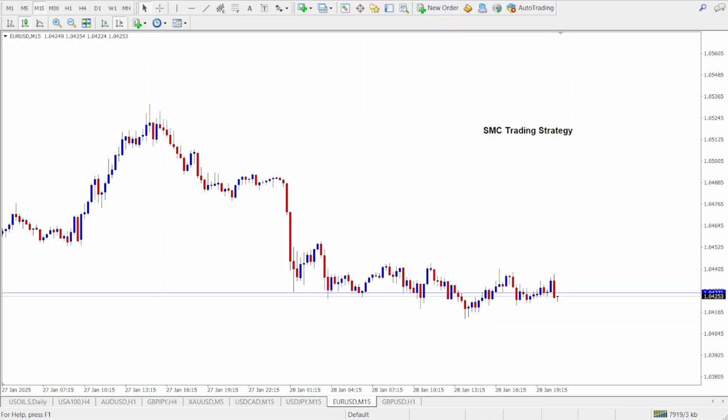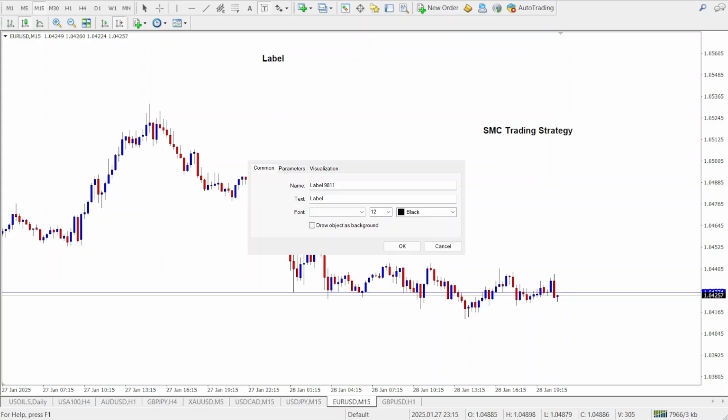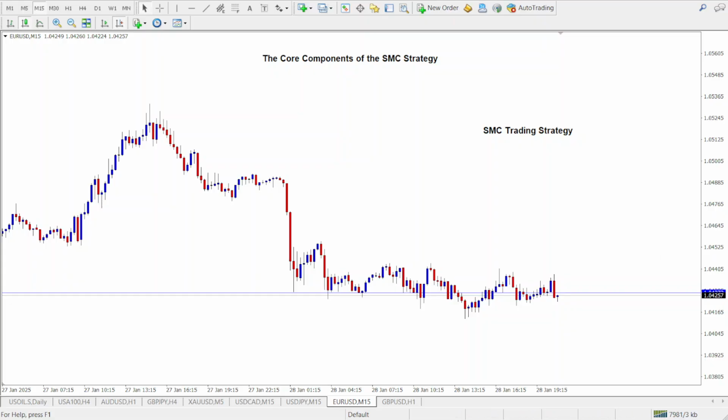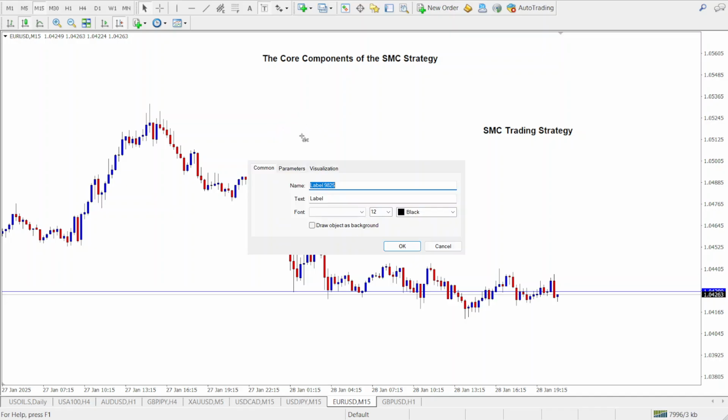Now that we understand what the strategy is, let's break down the core components of the SMC trading strategy. There are several key principles that every trader needs to understand if they want to master this approach. The first is market structure.